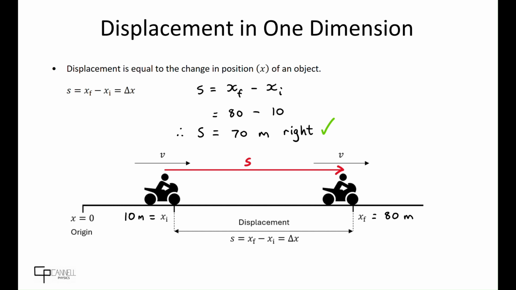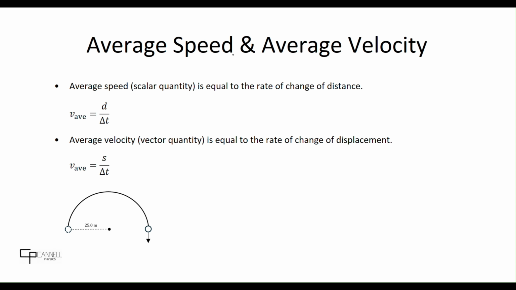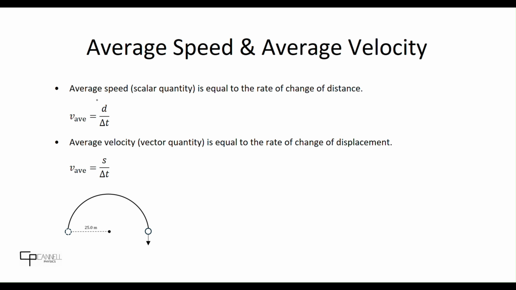Now we're ready to learn about average speed and average velocity. Average speed, which is a scalar quantity, is equal to the rate of change of distance. Therefore, the average speed is equal to distance divided by time. Whereas the average velocity, which is a vector quantity, is equal to the rate of change of displacement. Therefore, the average velocity equals displacement divided by time. And soon we'll discuss why the word average needs to be included, but for now we'll just calculate the average speed and velocity for the journey we looked at earlier.